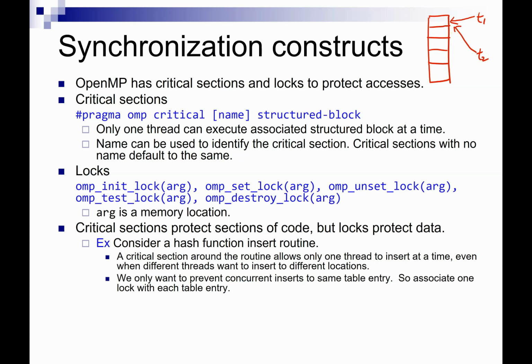So what you can do is put a lock around these memory locations. That will prevent different threads from writing to the same location at the same time, but it does allow different threads to write to different locations, because each location has a different lock. So after T1 locks this location, it doesn't prevent T2 from locking that location.